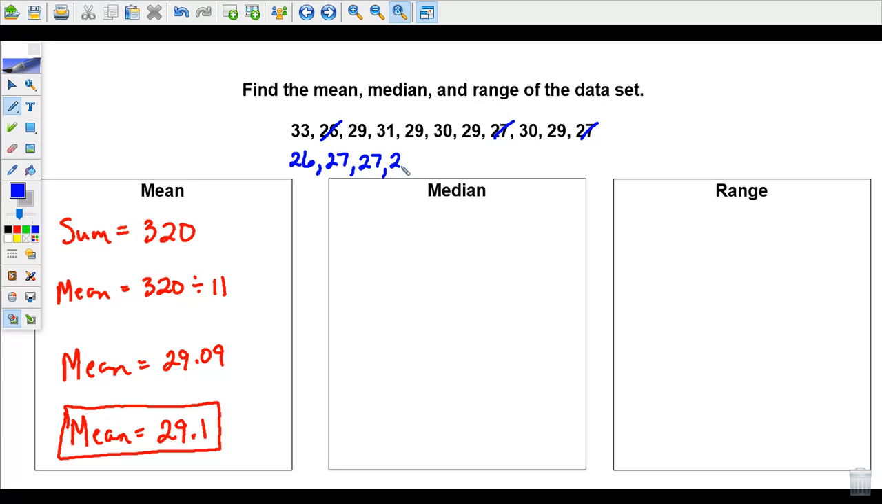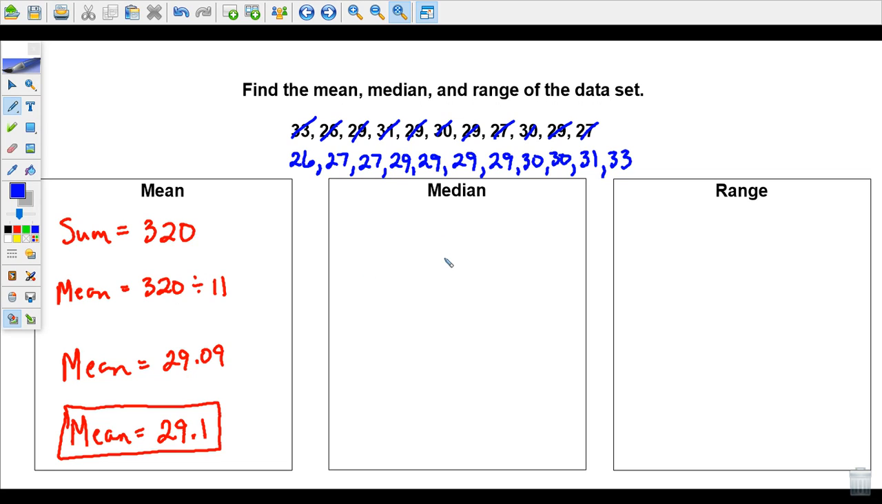And then I see 29, another 29, another 29, and one more 29. So I have to put all of those, even though they repeat, I put all of them in there. And then I see 30, another 30, and then 31, and then 33 is the biggest. So there's the data set rewritten in order from least to greatest.